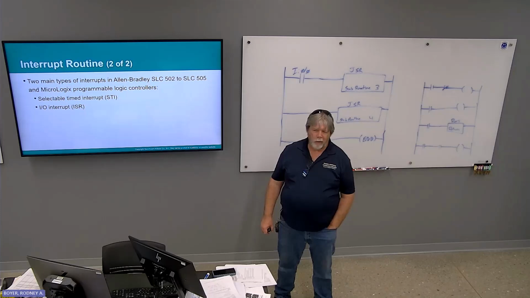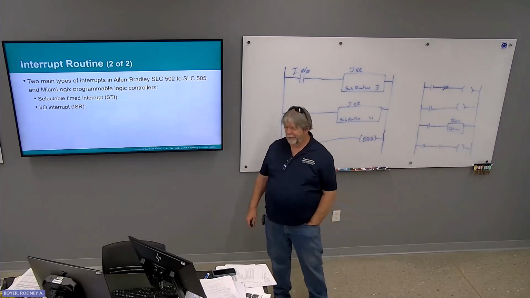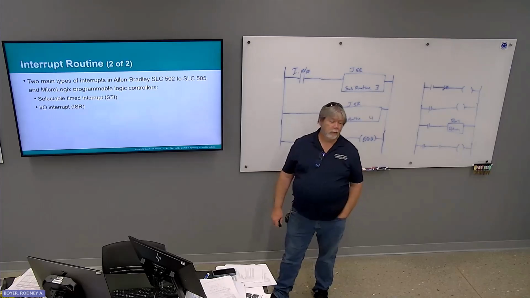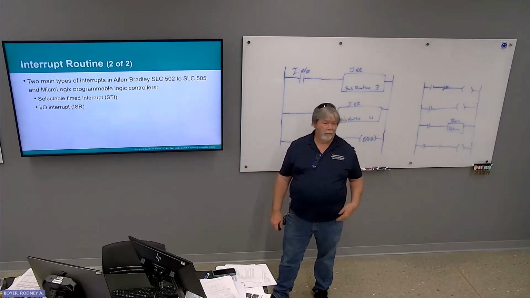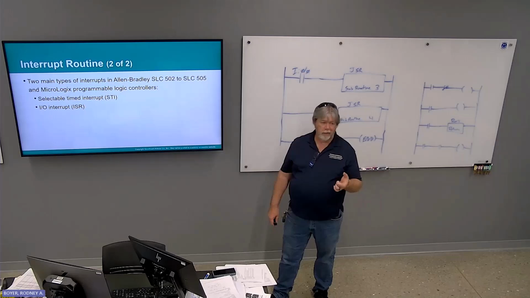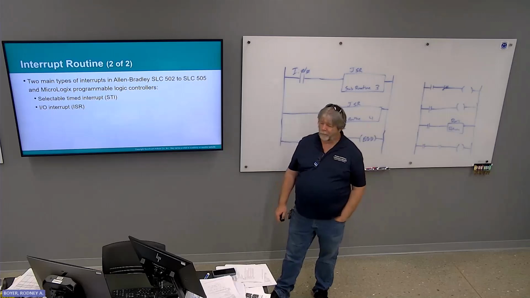The minimum is 1 millisecond and max is a couple of seconds. I can't remember. That's the other thing too. If you only need to sample it every once in a while, you can do an STI that says only jump that subroutine once every 10 minutes or, whatever it is. Okay.